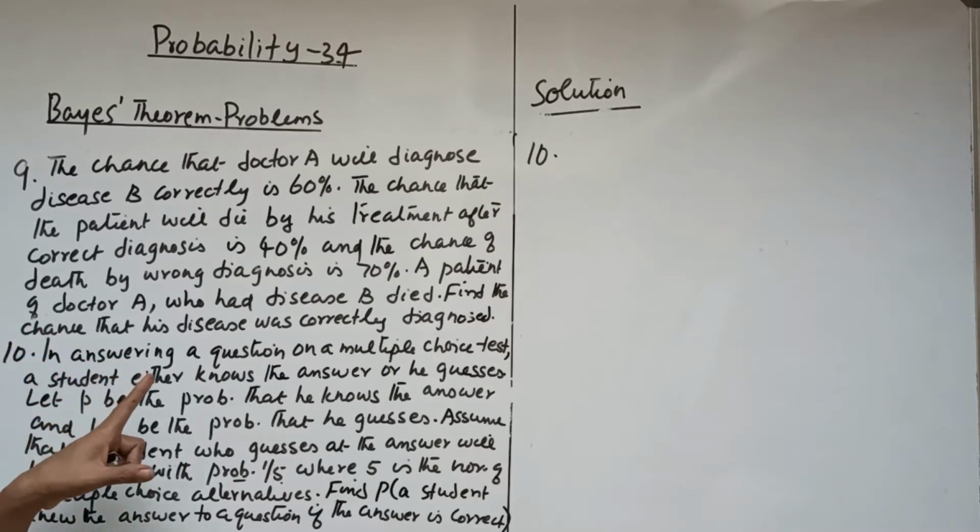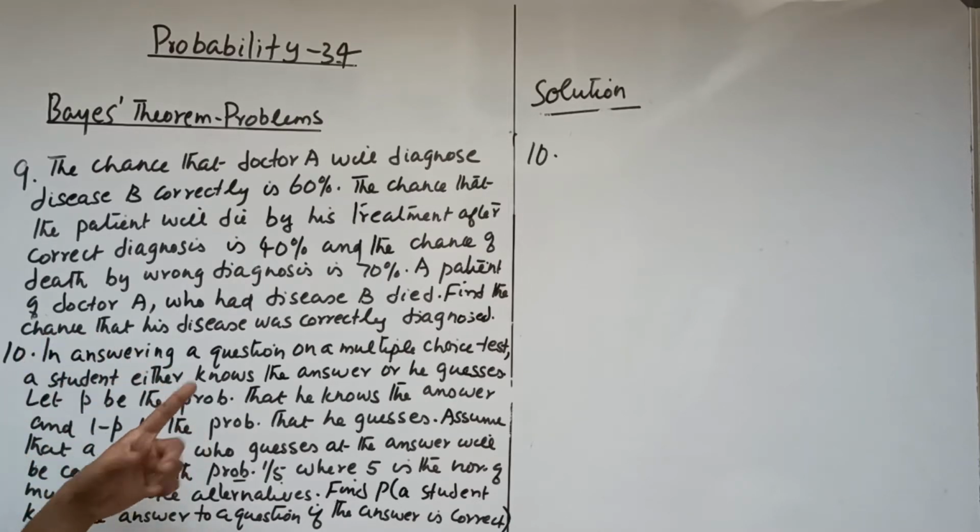In answering a question on a multiple choice test, a student either knows the answer or he guesses. There are two options: either he knows the answer or he guesses the answer. Let P be the probability that he knows the answer and 1 minus P be the probability that he guesses the answer.